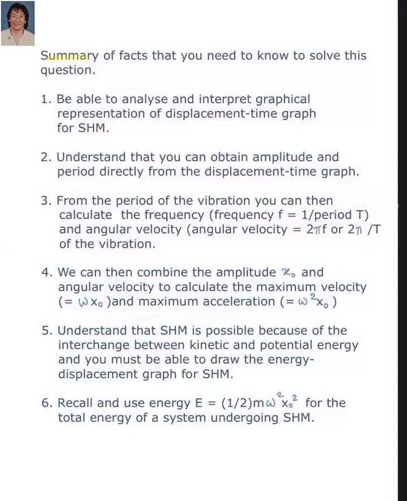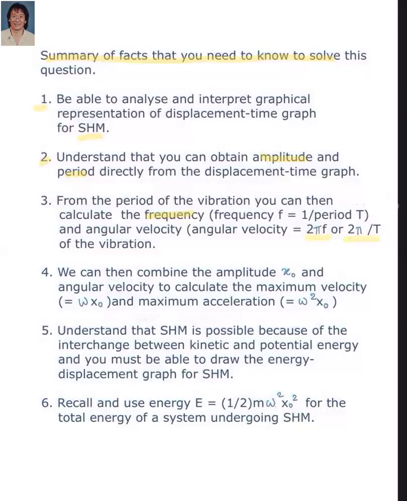This is a summary of the facts that you need to know to solve this question. Number one, you must be able to analyze and interpret the displacement-time graph for simple harmonic motion. Number two, understand that you can obtain the amplitude and the period directly from the displacement-time graph. Number three, from the period of the vibration, you can calculate the frequency using the formula frequency equals 1 over period T, and the angular velocity equals either 2 pi f or 2 pi over T.